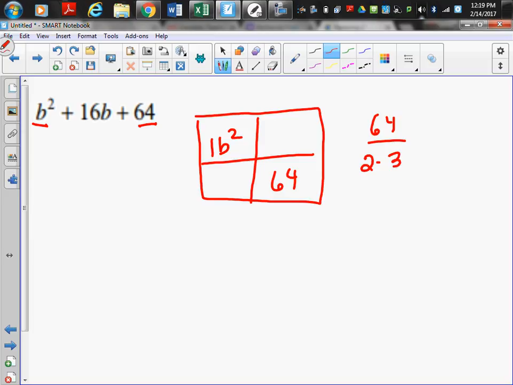So 2 times 32. 3 doesn't work. 4 times 16. 5 doesn't work. 6 doesn't work. 8 times 8. Alright, so they have to add to give me 16. 8 and 8. So it's going to be 8 and 8.